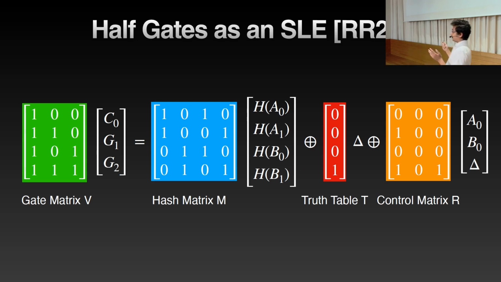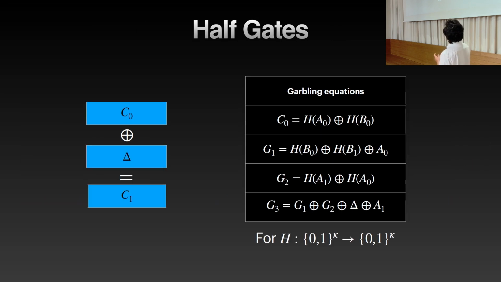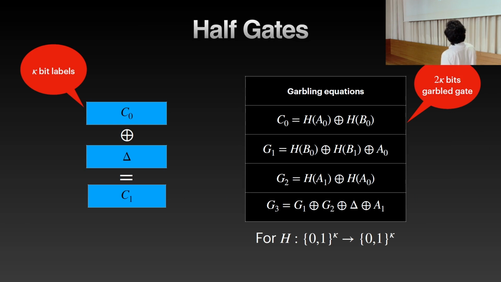So, as I said, you can represent whatever we had as a system of linear equations, and you can see this as the thing on the left-hand side, which is something that the garbler has to compute in order to send it to the evaluator, which can then use it to evaluate the gate. This was an observation made in the 3/2 paper, which we will discuss later. Right, okay. So you have kappa bit labels here, and you derived a 2 kappa bits garbled gate.